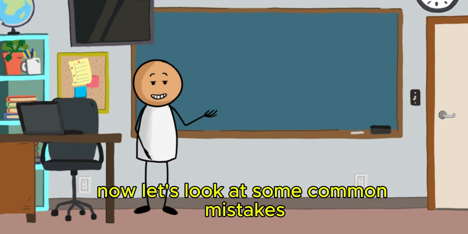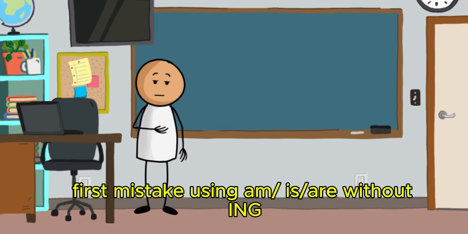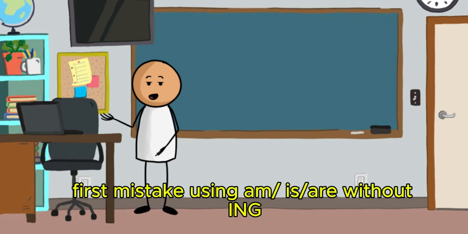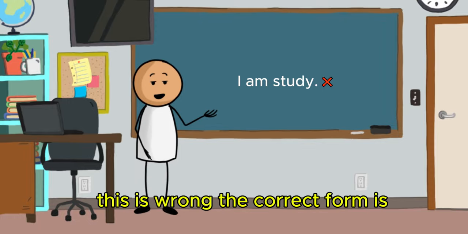Now, let's look at some common mistakes. Don't make these mistakes, look carefully. First mistake, using am, is, are, without ing. For example, I am study. This is wrong. The correct form is, I am studying.